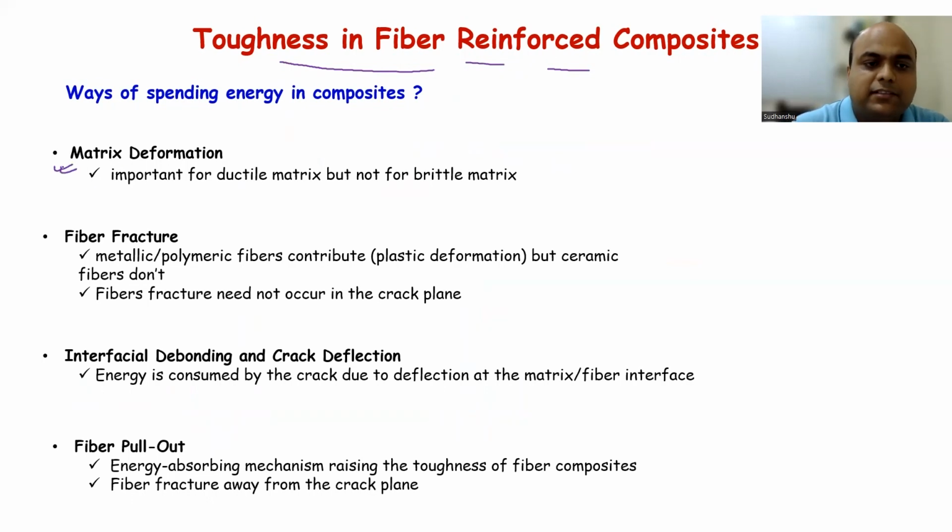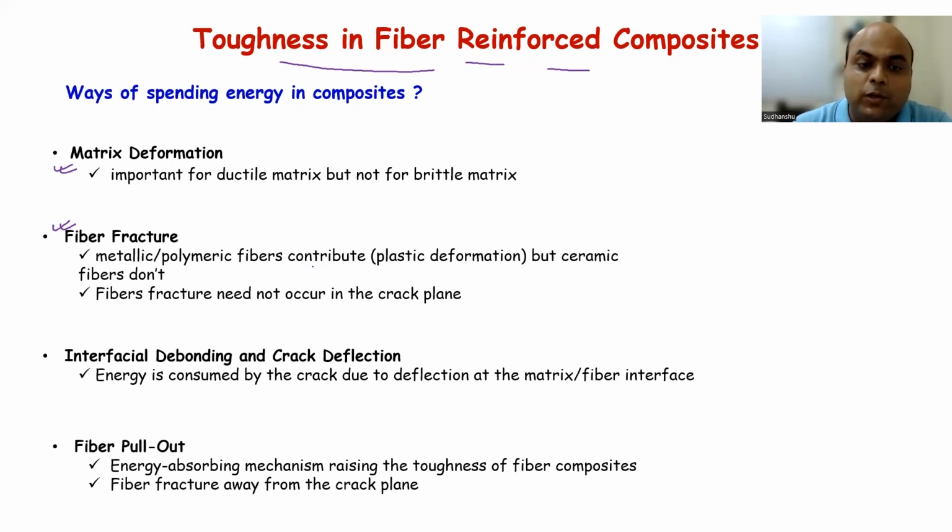So first is your matrix deformation. This is very important when you have a ductile matrix. For ceramic matrix composite, this is not important because the matrix is ceramic and it cannot deform very nicely. But if it is a ductile matrix, then yes, you can spend some amount of energy which will lead to an enhanced toughness. That is point number one. Second, fiber fracture. When you have fibers, these fibers can fracture, and that will also lead to the enhancement in the toughness, because you're going to spend some of the energy when you fracture the fibers.